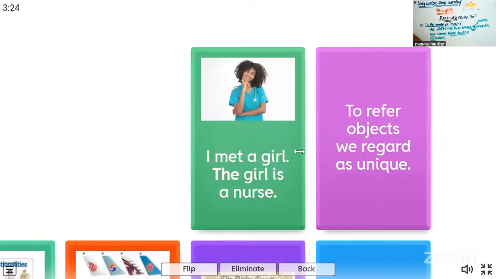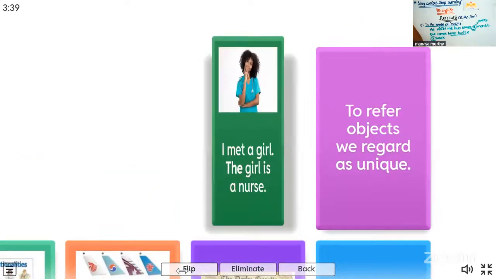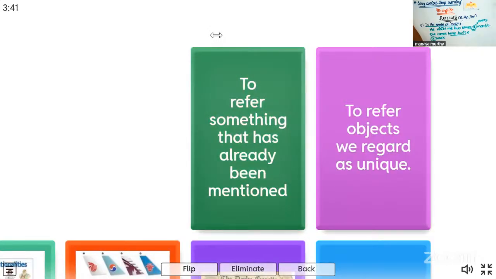So the first sentence, when you say I met a girl, it's randomly a girl that you meet. When you are telling something more about the girl in specific, you're going to tell some information about that girl. The girl is a nurse. So that is why the scenario was to refer something that has already been mentioned.